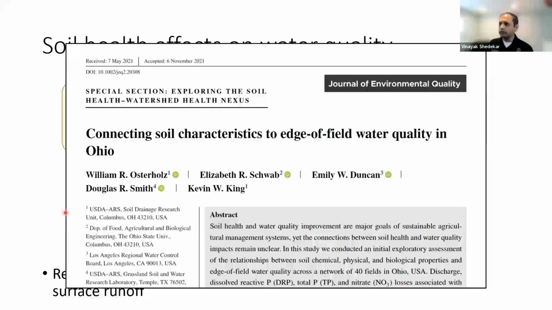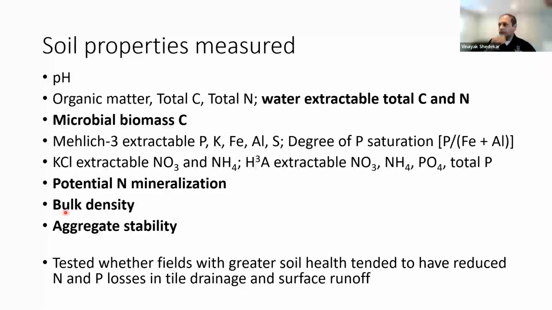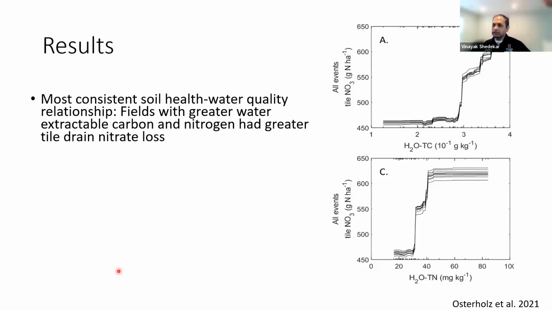Will has recently published this first paper that took all the edge of field data and soil data and tried to connect that with the edge of field water quality. This is the range of soil properties that was included. Essentially, what he tested was whether fields with greater soil health tended to have reduced nitrogen and phosphorus losses in tile drainage and surface runoff. That was really the objective here. Here are some results.